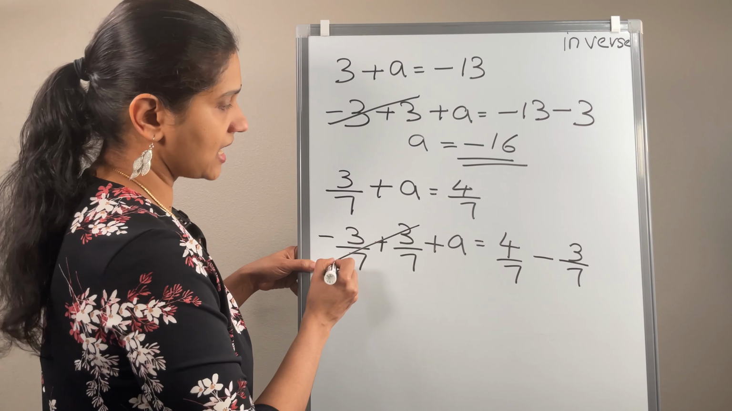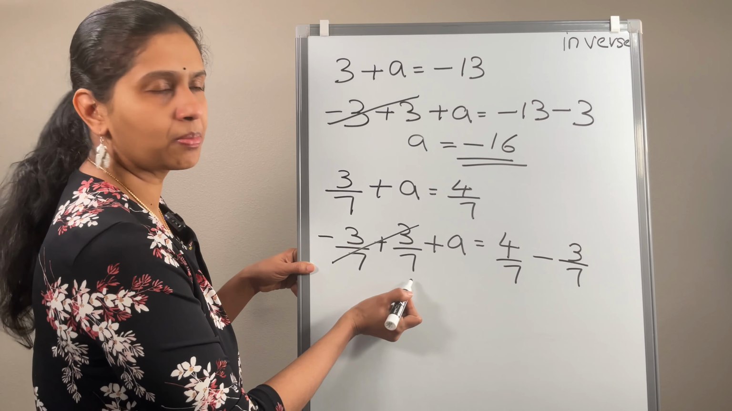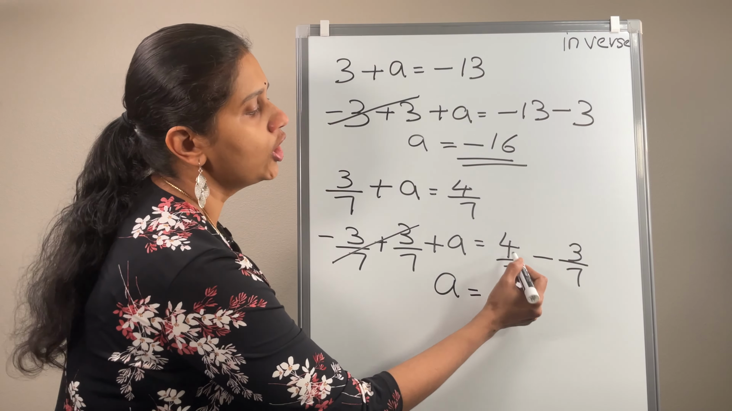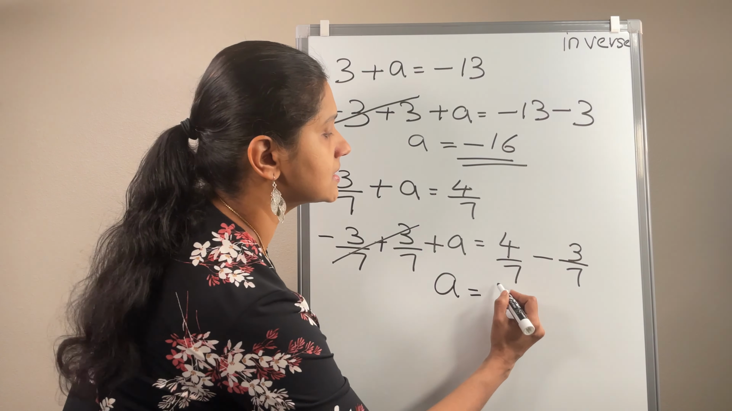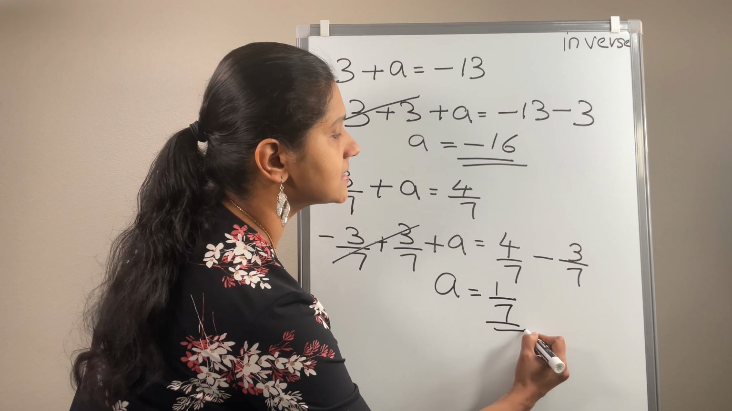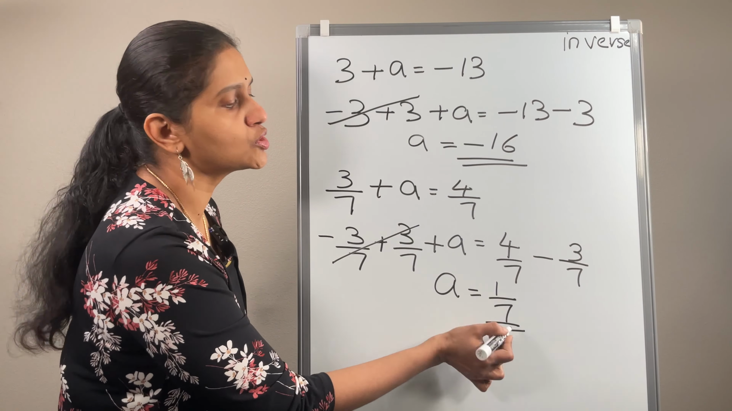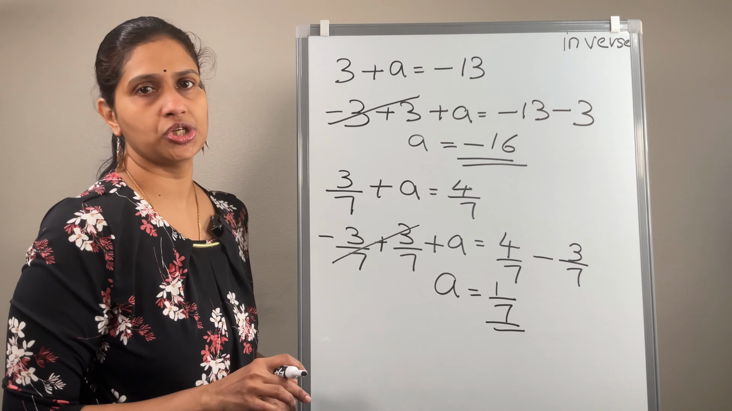So, negative 3 by 7 and positive 3 by 7 cancel out. So, you have isolated the variable A now. What is 4 by 7 minus 3 by 7? It's going to be 1 by 7. 4 minus 3 is 1, then 7 in the denominator, since it's a like denominator. So, 1 by 7 is the solution.